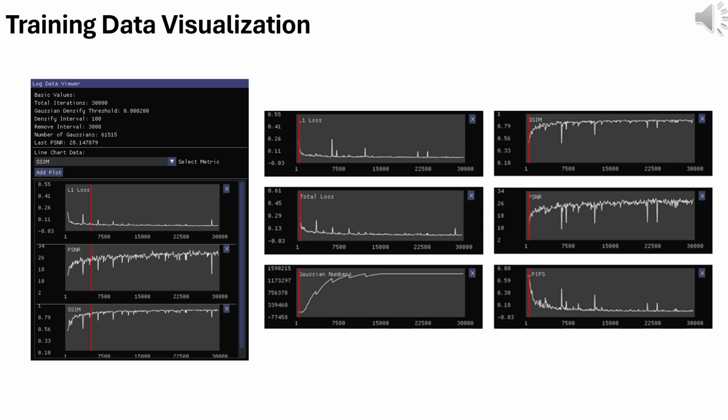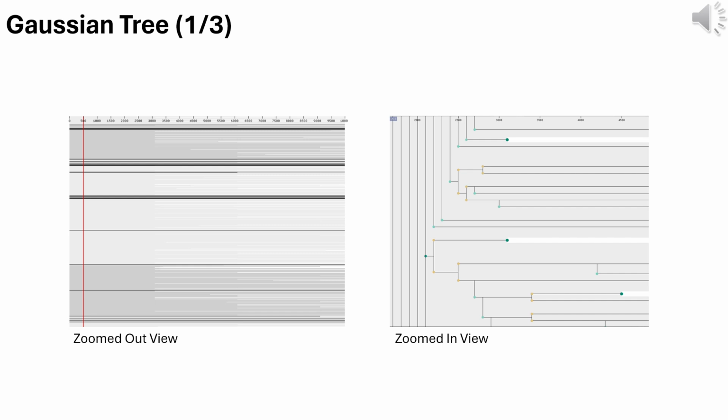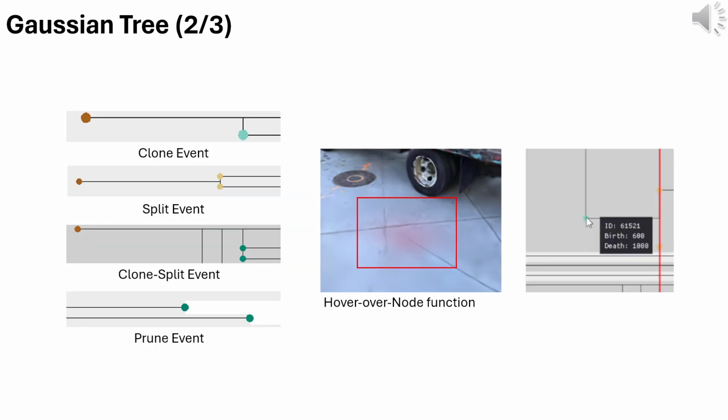We developed a tree structure that can visually represent the densification process of 3D GS. Left is the zoomed out view and the right is the zoomed in view. Here are the 4 visual representations of the 4 events, which are clone, split, and prune events. We also implemented a hover over node feature where a user can hover over a node in the tree to see its information and also highlight a specific node in the scene.